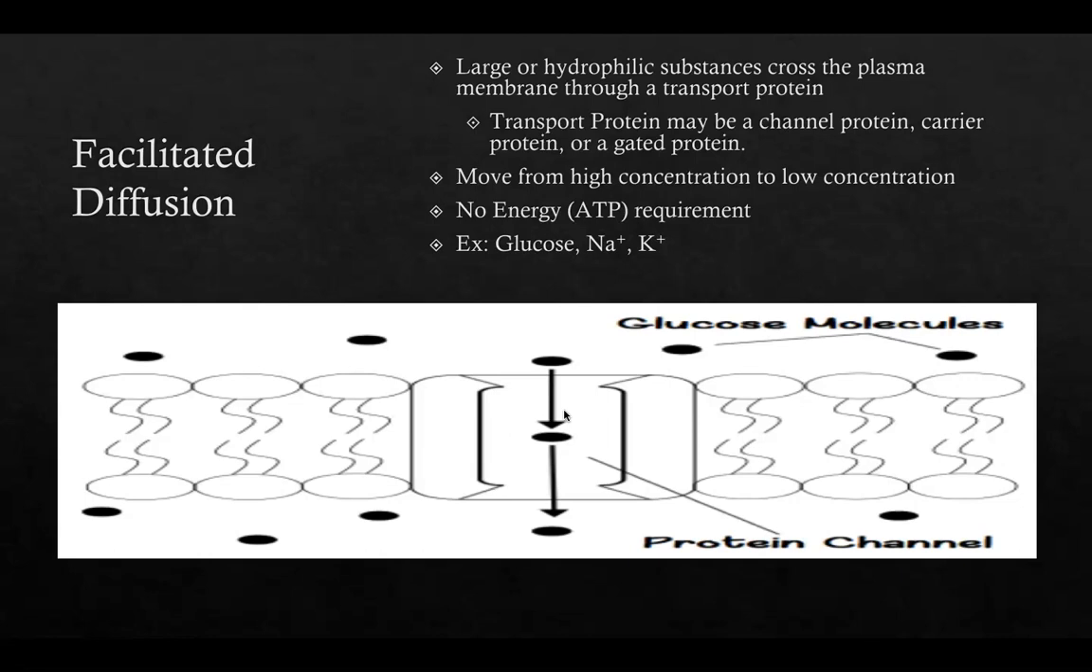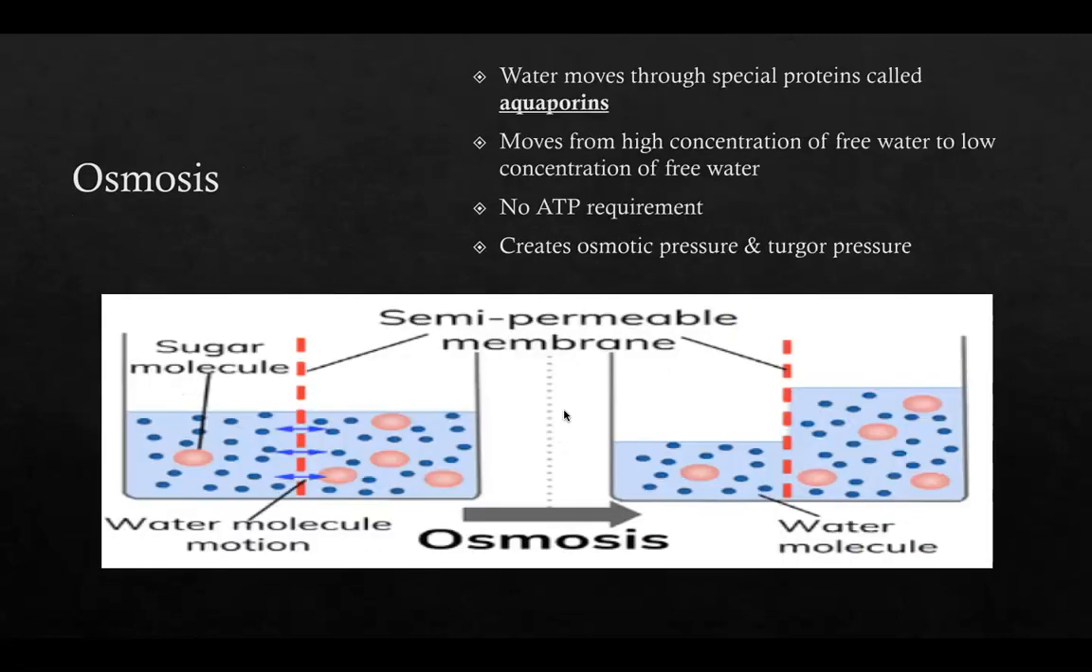So again, to passively go from high to low, the cell will use DFO: diffusion, facilitated diffusion, and finally osmosis. Now, osmosis is the facilitated diffusion of water only. Osmosis talks about how water quickly moves across a semi-permeable membrane from an area of high water concentration to an area of low water concentration.